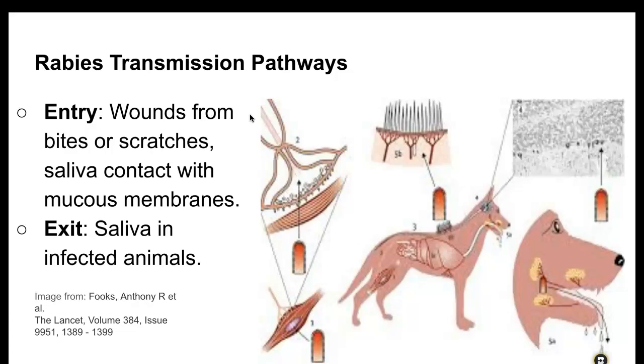The transmission pathways are just wounds from bites or scratches, or again, not that I could really find many of these, where saliva comes in contact with some mucous membrane, and again, it exits through saliva. So here's a schematic of that. It's showing it going up from the peripheral nervous system, and from muscle cells into the CNS, going up to the brain, and then going back down to the salivary glands.